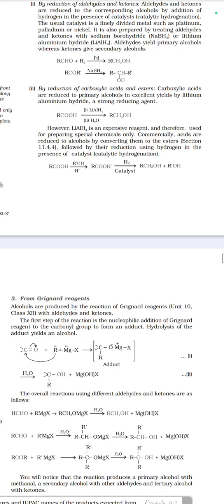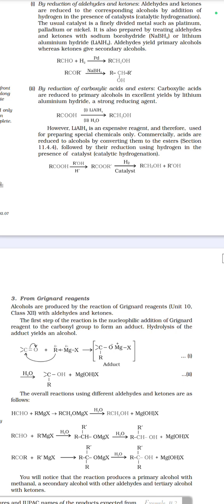Carboxylic acids are reduced to primary alcohol in excellent yield by lithium aluminum hydride, a strong reducing agent. RCOOH gives RCH2OH in presence of water and LiAlH4. However, LiAlH4 is an expensive reagent and therefore used for preparing special chemicals only.